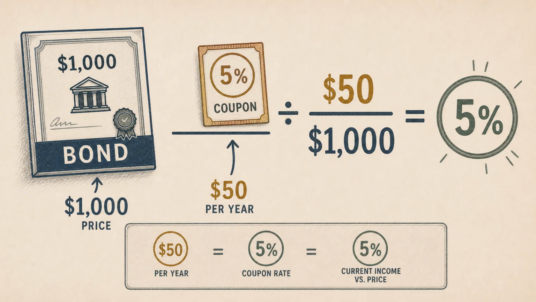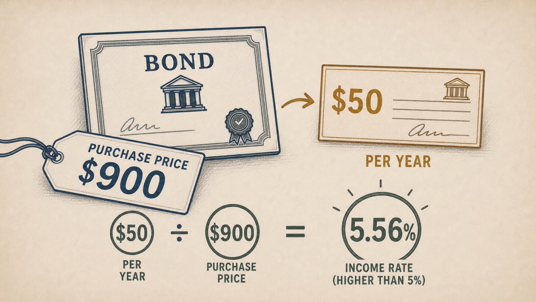If you pay $1,000 for a $1,000 bond with a 5% coupon, the math feels simple. You receive $50 per year. Your coupon rate is 5%, and your current income compared with your purchase price is also 5%. Now imagine the same bond is selling for $900. It still pays $50 per year because the coupon was set when the bond was issued. But $50 on a $900 purchase price is a higher income rate than 5%.